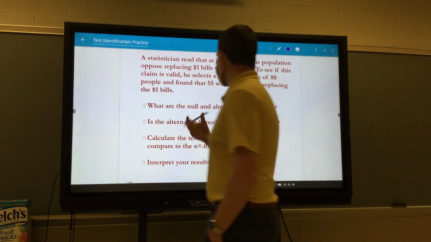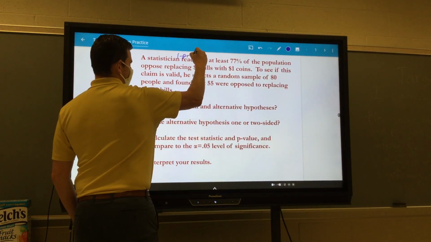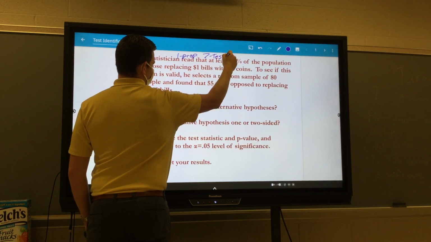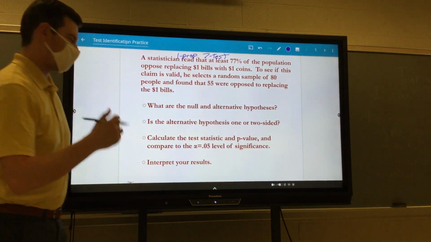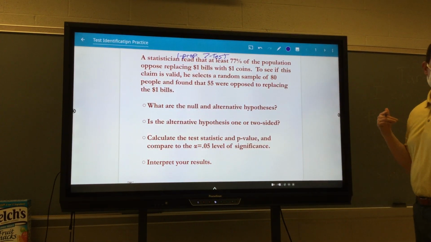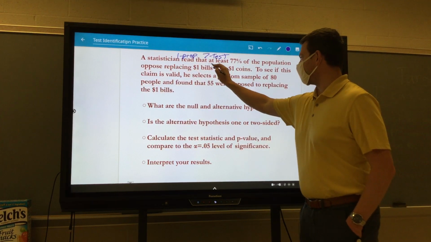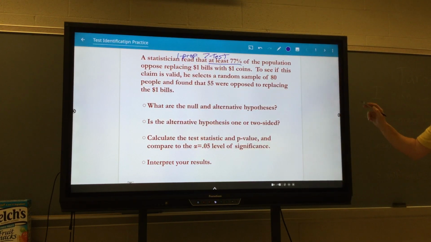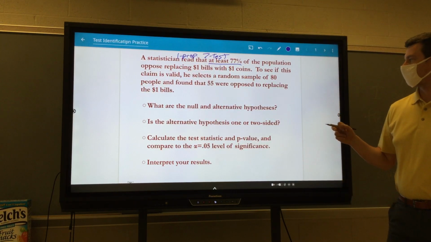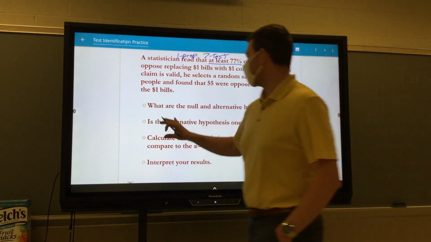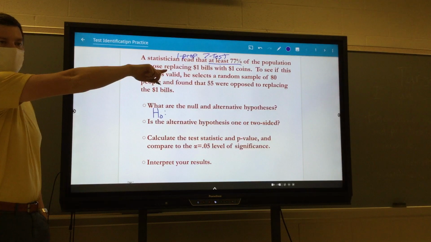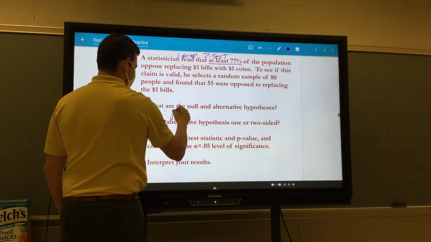And we had said that this was a 1 proportion Z-test, one sample z-test, one proportion z-test. Okay, and the key words here, statistician read that at least 77% of the population was opposed to replacing the $1 bills with $1 coins. Okay. So our null hypothesis here, we have that population value, 77%.